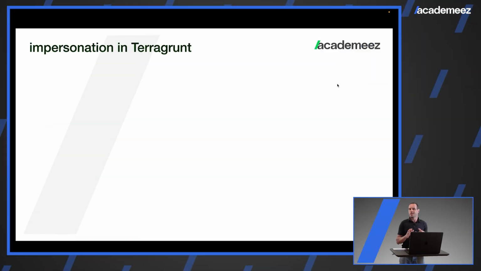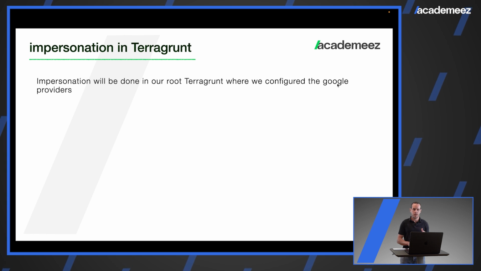So it's time to implement impersonation in our Terragrunt project, and we want to do it as simply as possible. We don't want developers adding stuff to our infrastructure as code project and starting to think about which service account they need to impersonate. We want everything to be declarative and very simple for developers. And this is how we're going to implement impersonation in Terragrunt. The impersonation will be done in our root Terragrunt.